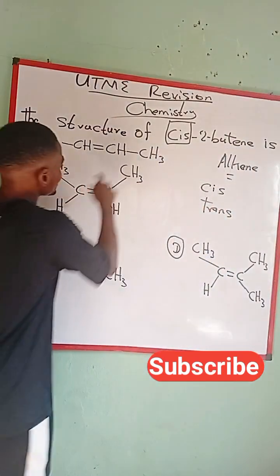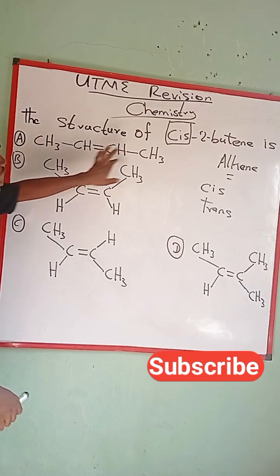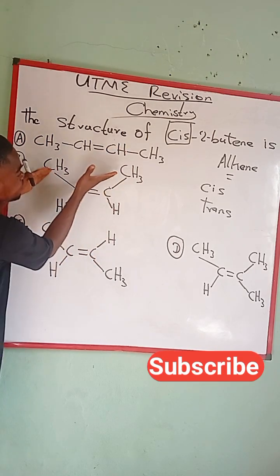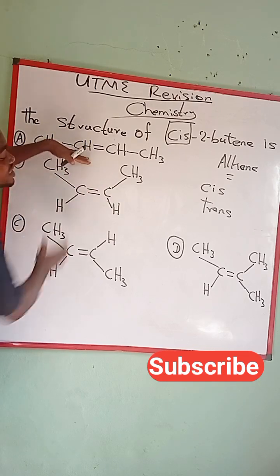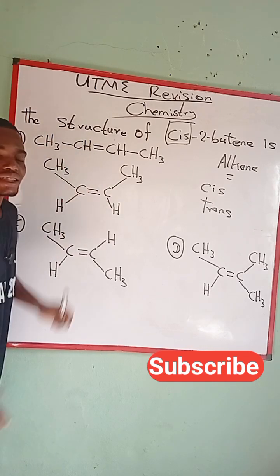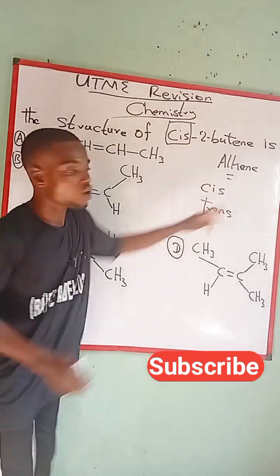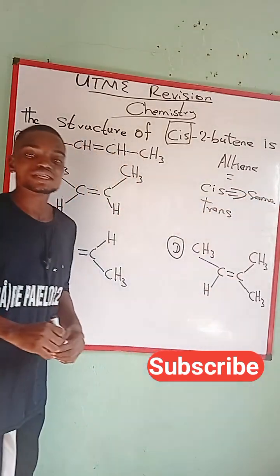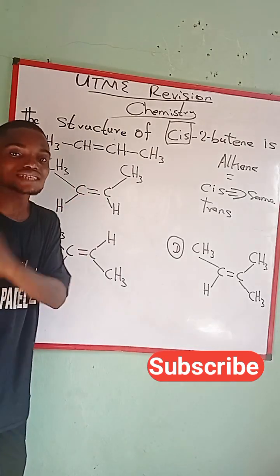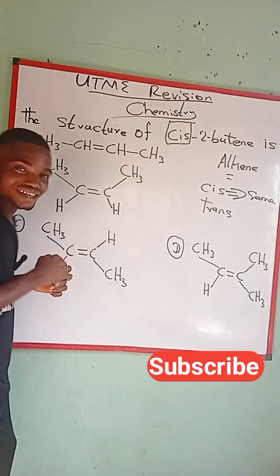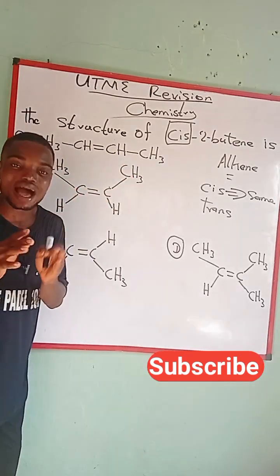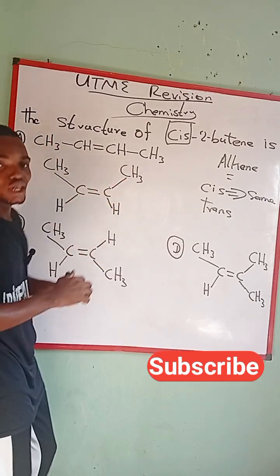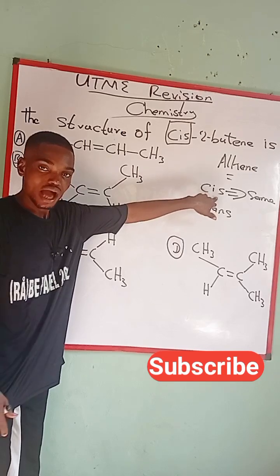Now, as you can see, this methyl and methyl, they are the same identical group on the same space in this structure. Now, cis is a Latin word that means same. Cis means what? Same. And that is what we call same side. So when two identical groups are on the same side, just like methyl are on the same side, we call it cis. Are you getting me?